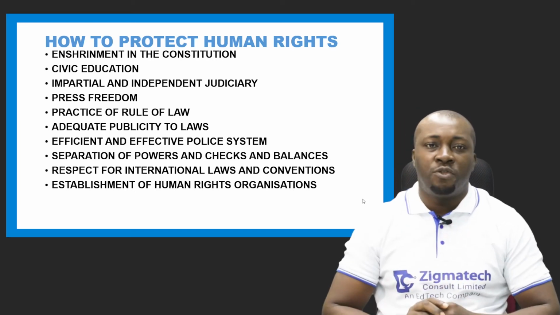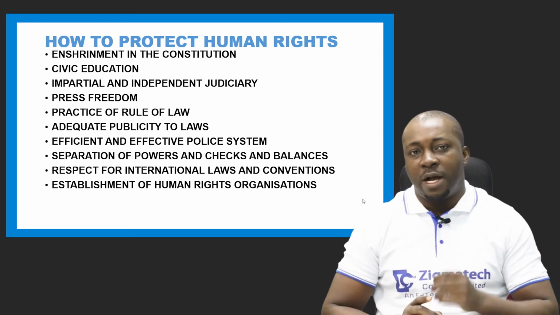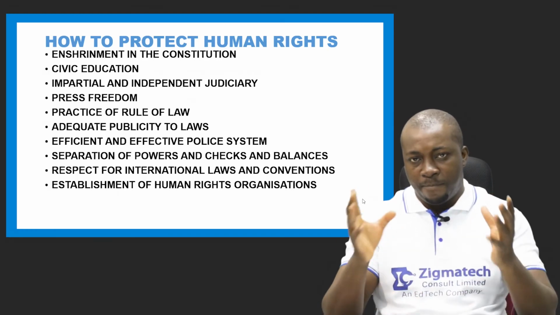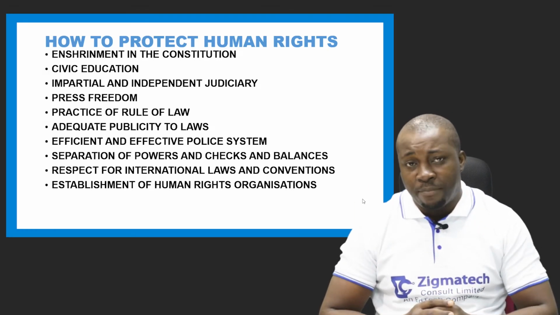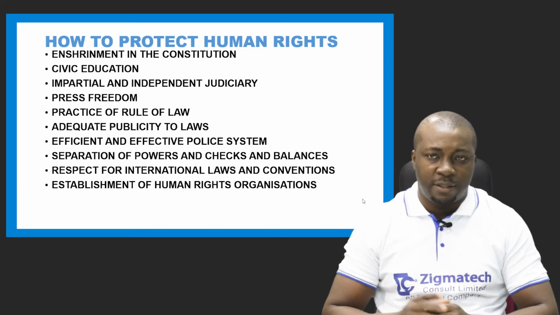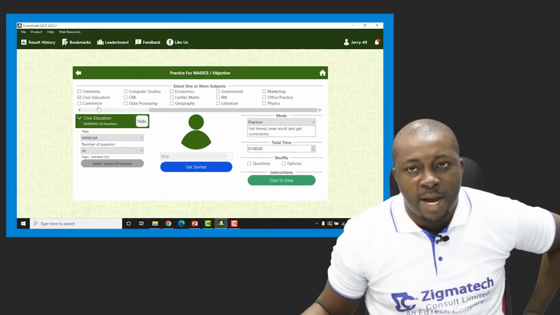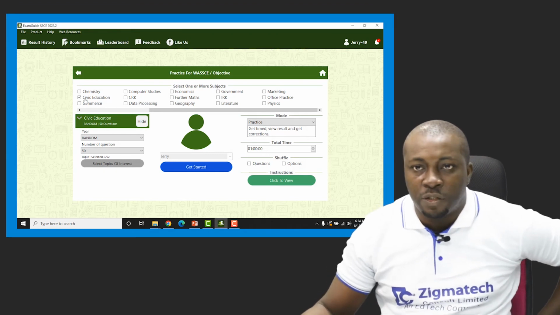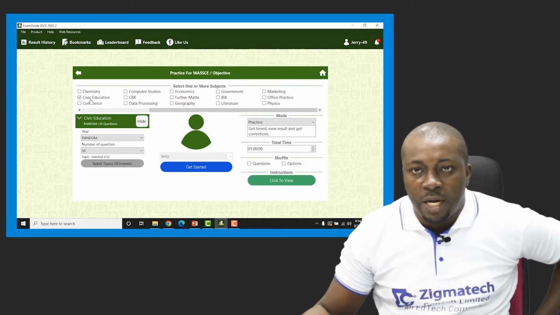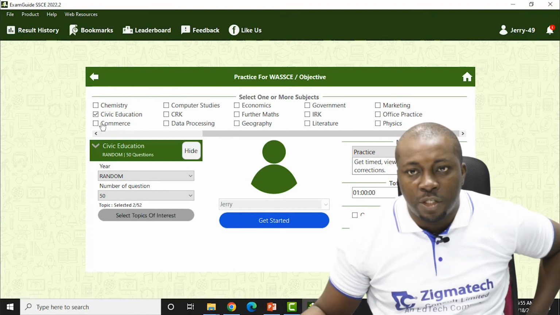We are taking you to the practice session of our package of our app, where we can make some practices. Now, we are going to our exam guide, SSCE, Civic Education. So this is how it works. You click the subject. I've clicked Civic Education.